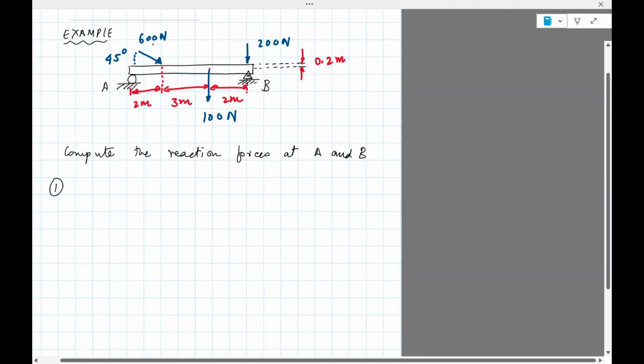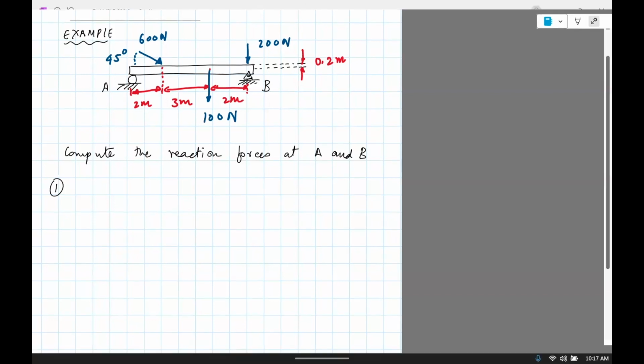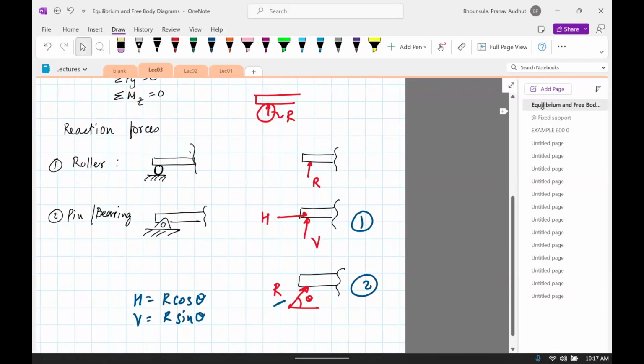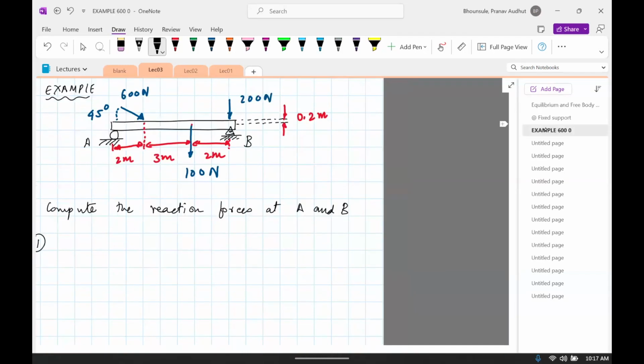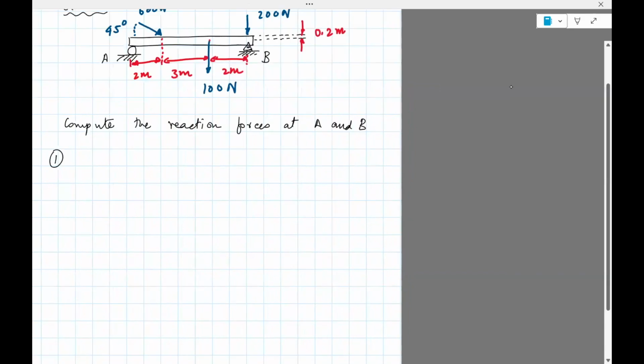Okay, for a problem like this, where you're told to compute the reaction forces, my goal is to follow the three steps I talked about. So I'm going to follow these three steps. Draw a free body diagram, assign a coordinate frame, apply equations of static equilibrium, and then you'll have the forces which you're trying to solve for. So step one is draw a free body diagram.